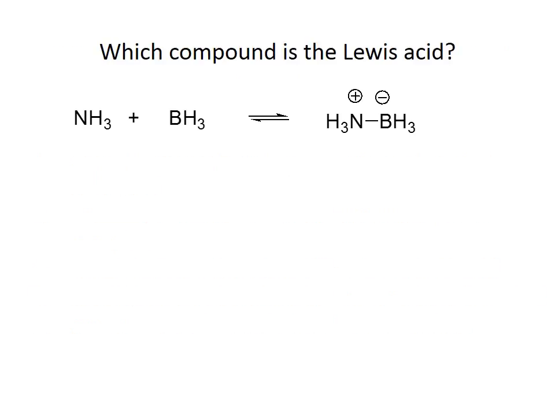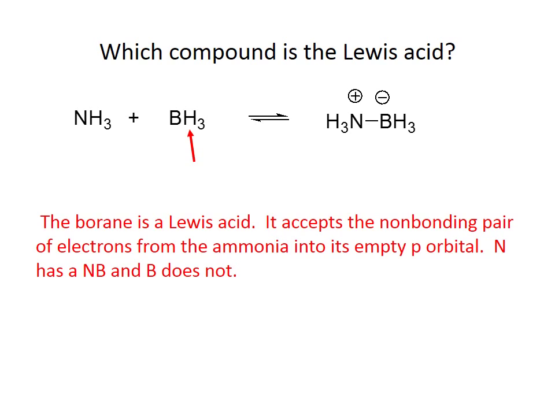Which compound here is the Lewis acid? Well, if this is the Lewis base, you can probably guess that this is the Lewis acid. But let's do it knowing that you don't know the ammonia is a Lewis base. The Lewis acid is always going to be something with an empty orbital. So if I look at the boron, it accepted electrons and became negatively charged. That means it must be a Lewis acid.